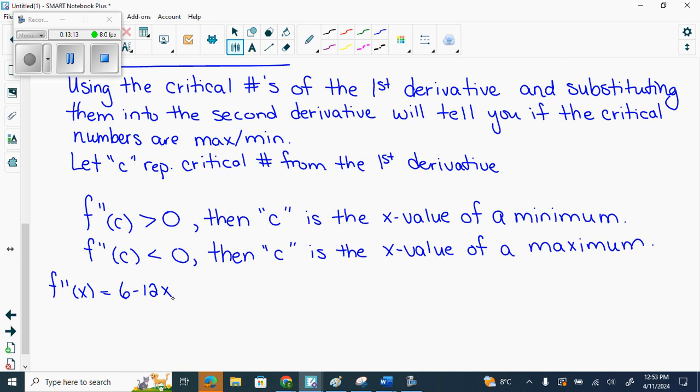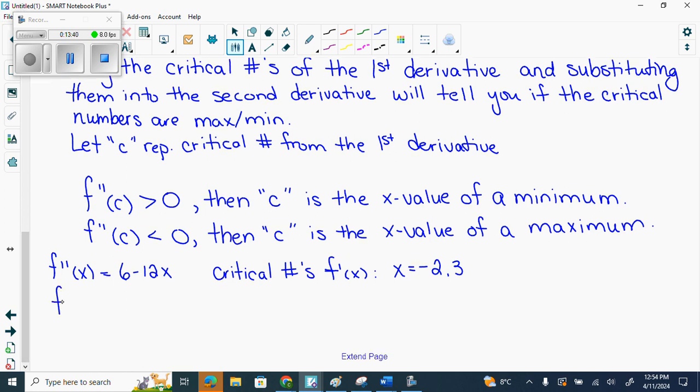So what were the critical numbers of f prime of x above? X equals, was it negative 2 and 3? I don't remember. Negative 3 and 2? Negative 3 and 3. Negative 2 and 3. Okay, so we're going to try those ones out. We're going to plug them into the second derivative. So let's see what happens.